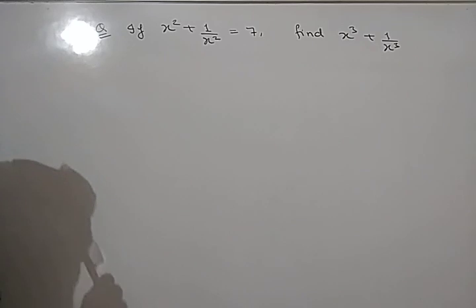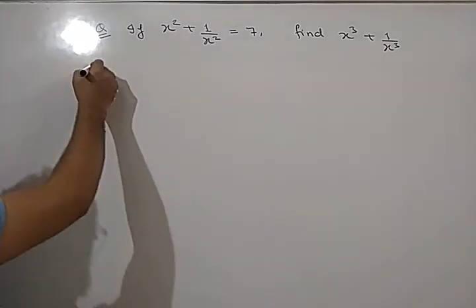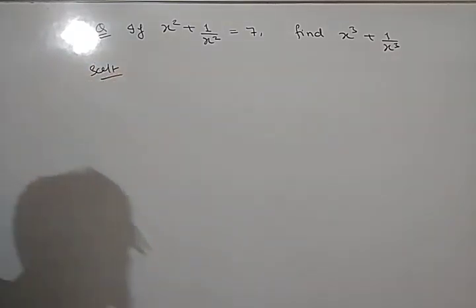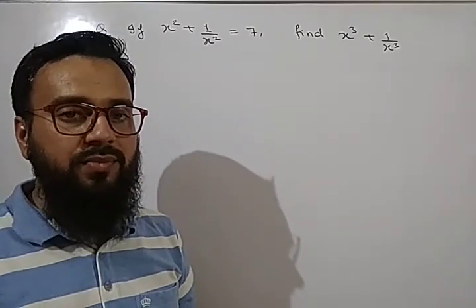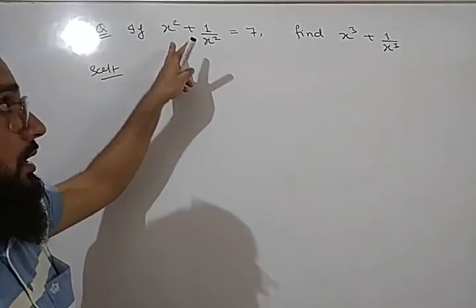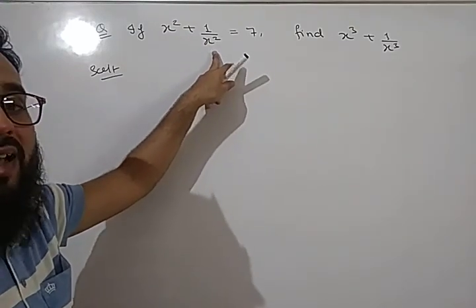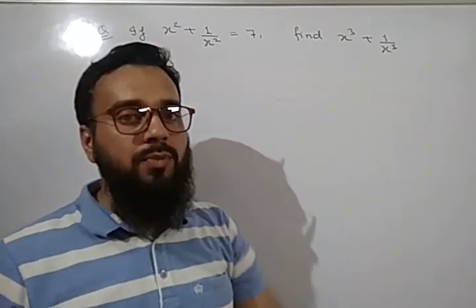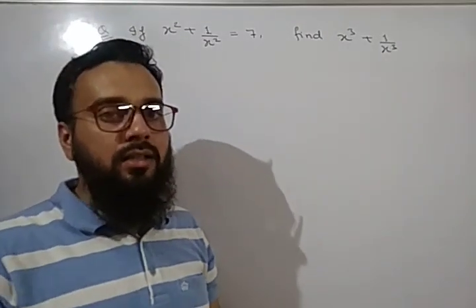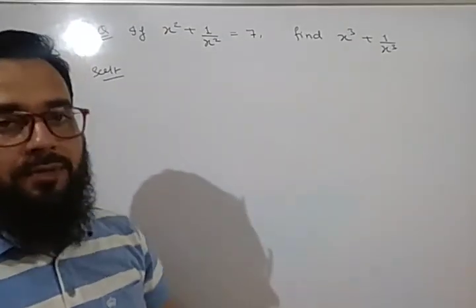Now in this question, what we will do? We have solved the second question which we solved. In that question, we found the value of x plus 1 upon x from x square plus 1 upon x square. If you remember, we solved the question where x square plus 1 upon x square was given, and we found the value of x plus 1 upon x. Because if we get the value of x plus 1 upon x, then by cubing that term, we can get the value of x cube plus 1 upon x cube, like in the previous question.